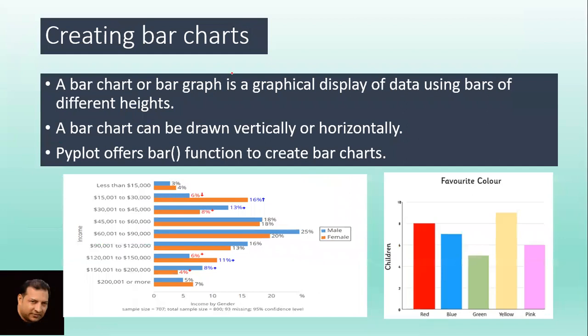Next, creating bar charts. Scatter chart is finished. This was a very small topic. Now how to create bar charts. For that, we have a bar function. A bar chart or bar graph is a graphical display of data using bars of different heights. As you can see here, this is a bar chart of varying heights and varying colors also. A bar chart can be drawn vertically or horizontally. So this is your horizontal bar chart.